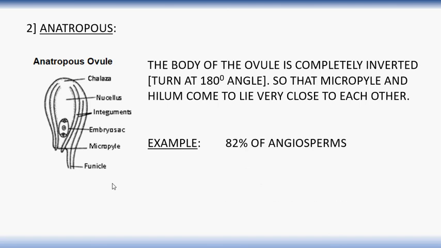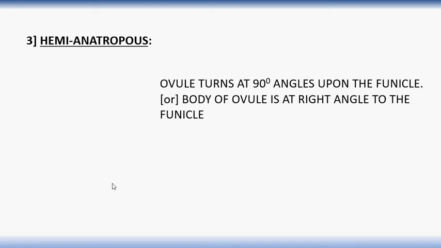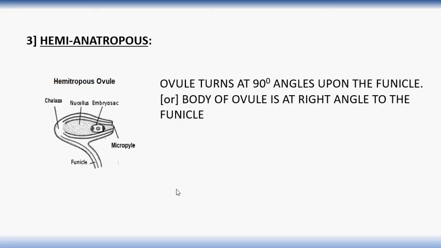Example: 92% of angiosperms, that means anatropous ovule is the most common in angiosperms. Hemianatropous ovule turns at 90-degree angle up to the funicle, or body of ovule is at right angle to the funicle. So this is a funicle and body of ovule is at right angle to this funicle. This condition is called as hemianatropous. Example, Ranunculus.